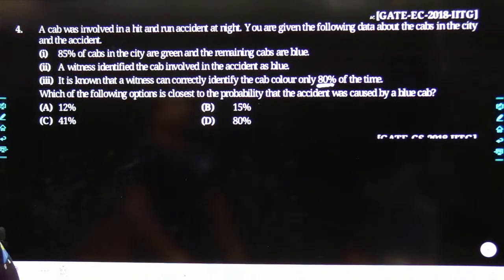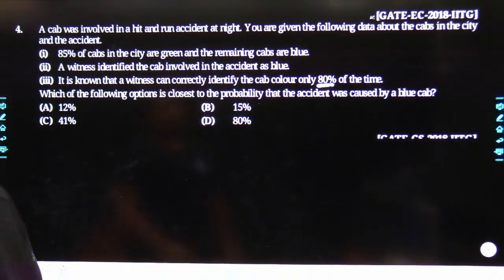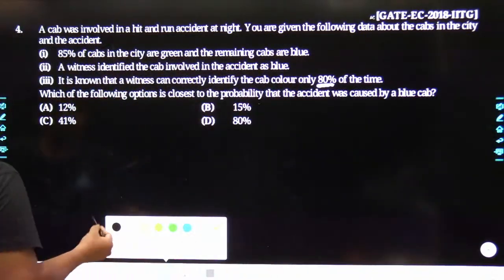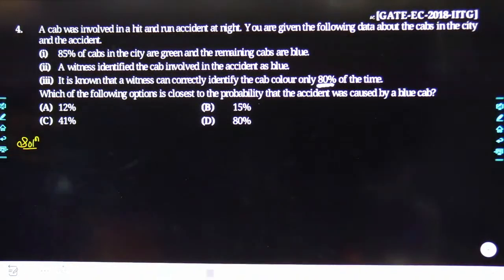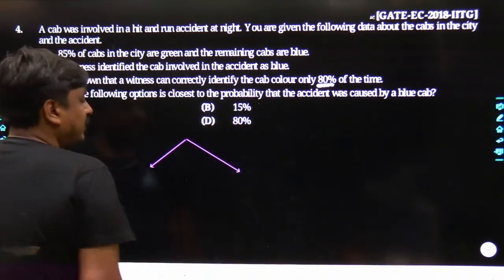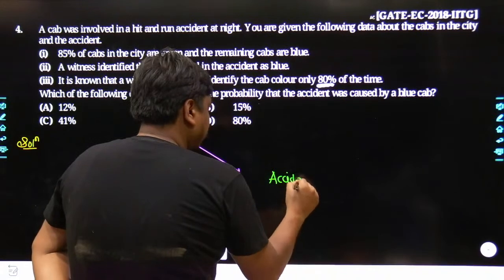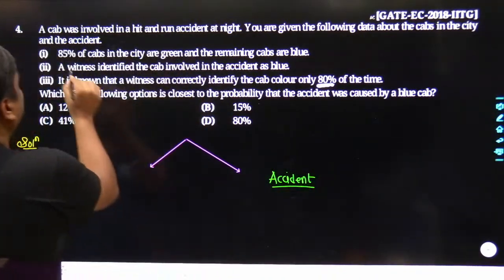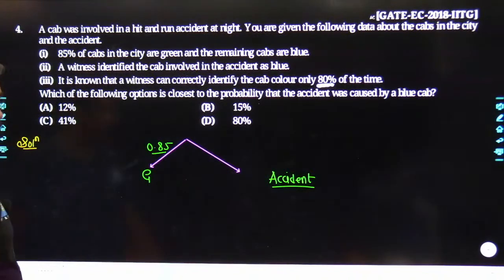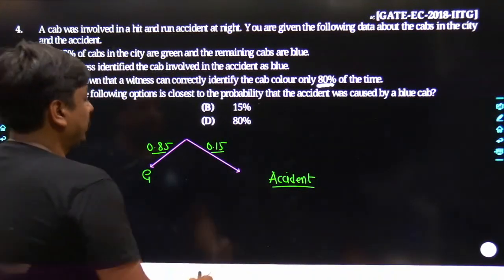So again, we would be having the tree structure, and when we have the tree structure, we have different rows which deal with the different segments. So the solution starts from here. At the very beginning, let me bifurcate the accident itself. As per their population, the hit and run case was carried out by the green cab at 85%, which is 0.85. And similarly, the remaining is carried out by the blue.